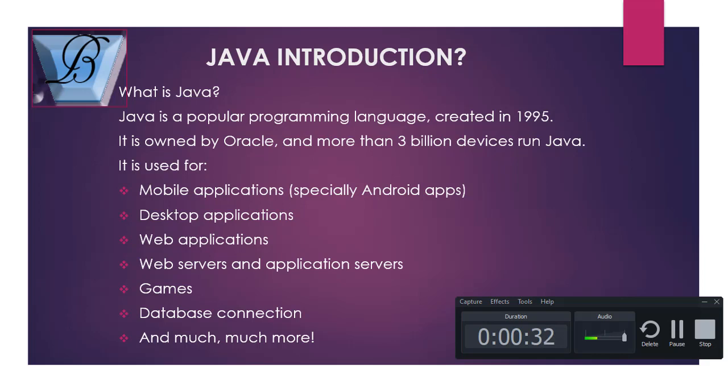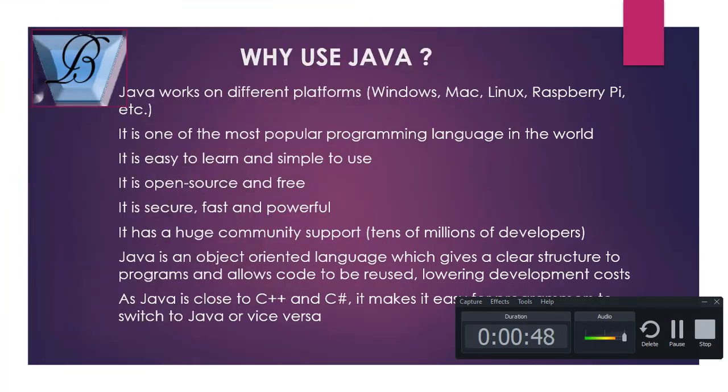Now, what are the things that make Java unique? Java can be used to develop mobile applications, desktop applications, web servers, and application servers. Java can be used to make games, database connection, and much more.